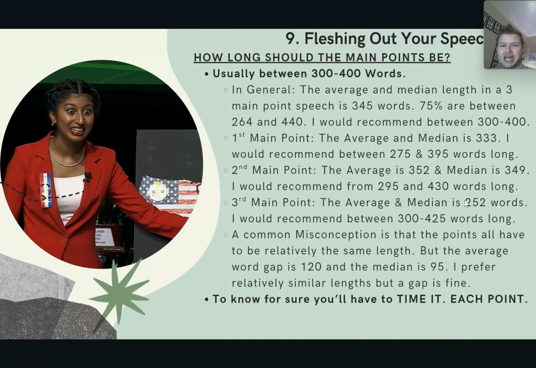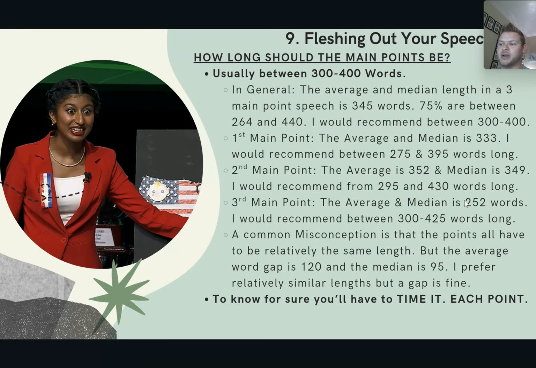So what about the main points specifically? In general, each main point should be about 300 to 400 words. The average and median length in a 3 main point speech is 345 words for any given main point. 75% of main points in finals are between 264 and 440 words. I would recommend somewhere between 300 to 400 words per main point. For the first main point, the average and median in finals is 333.